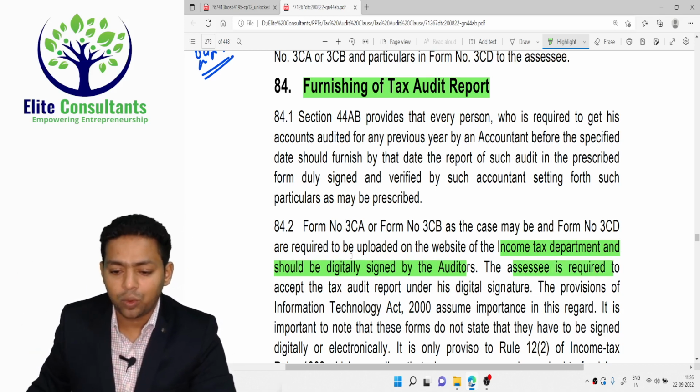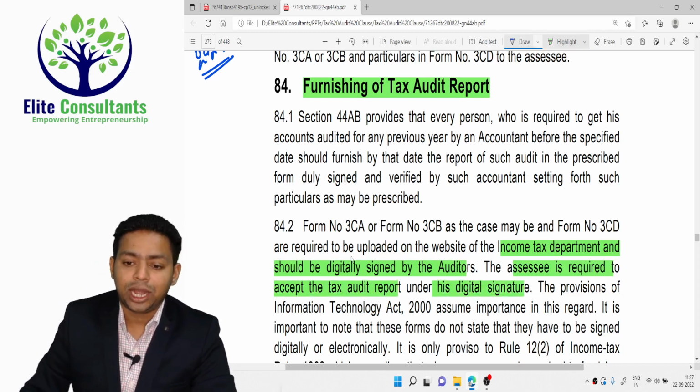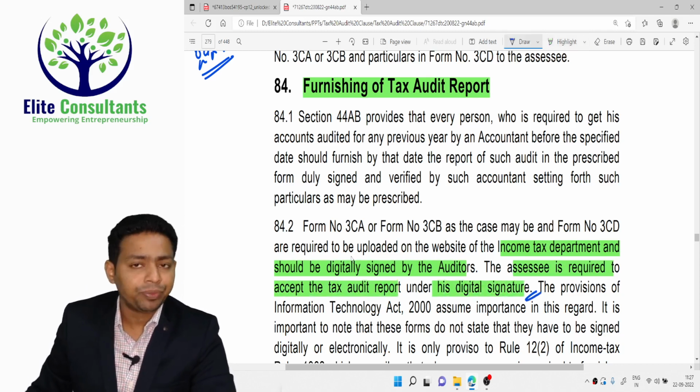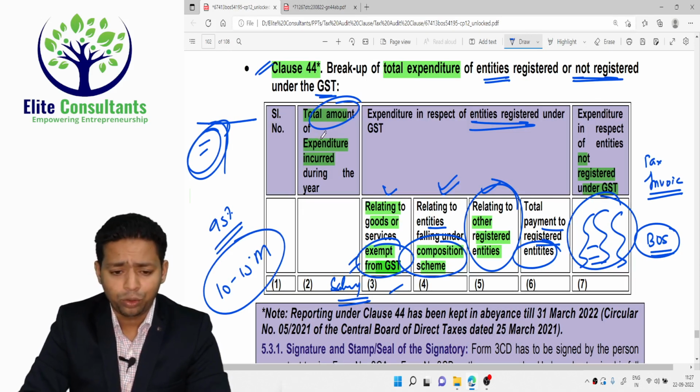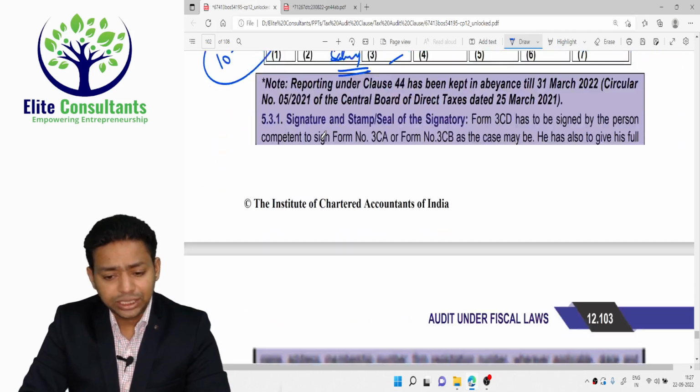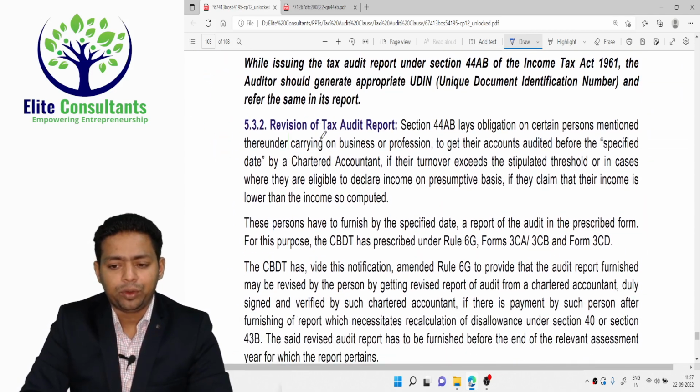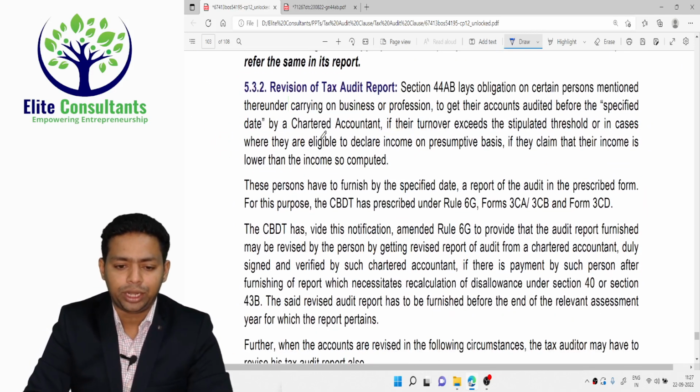The assessee is required to accept the audit report under his digital signature. So that is one of the important criteria here that you need to keep in mind, that your acceptance has to be there. Otherwise, it won't be easy to upload the report. It won't be uploaded only. Okay, the assessee has to accept you as the auditor.